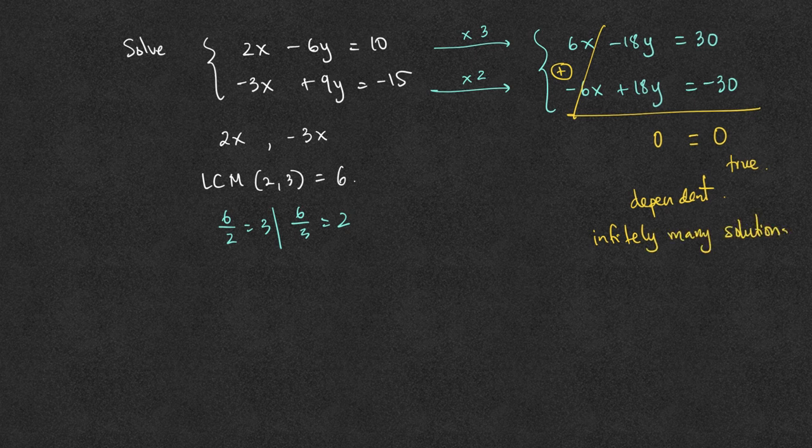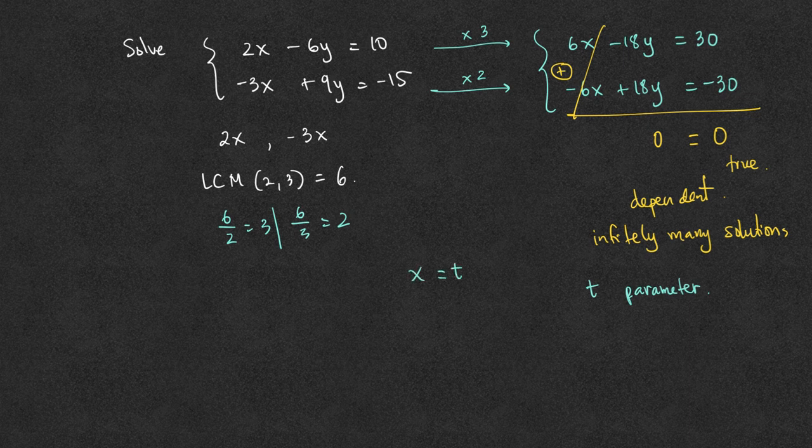Since we obtain a true statement, it implies that it doesn't matter what x or y is. This statement is always true. It does not depend on x or y. Once we know that the system is dependent, which has infinitely many solutions, we usually use t as the parameter to write the solution for the dependent system, where we let x equal t.